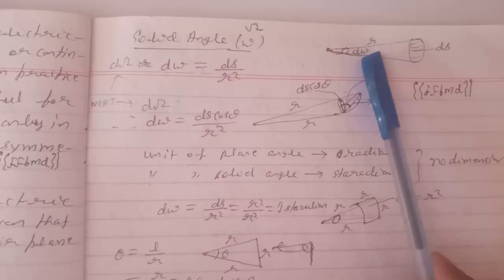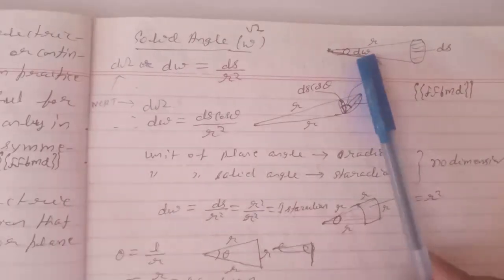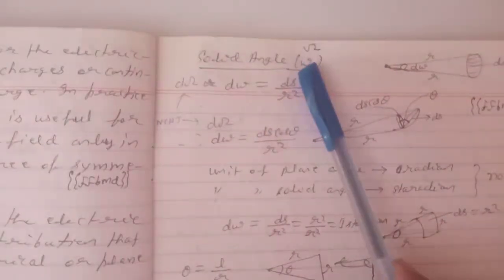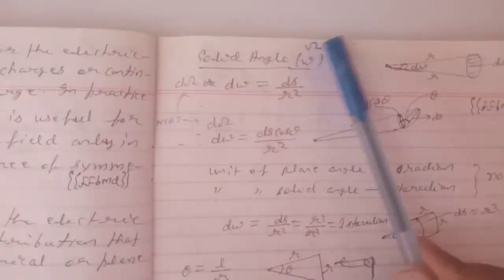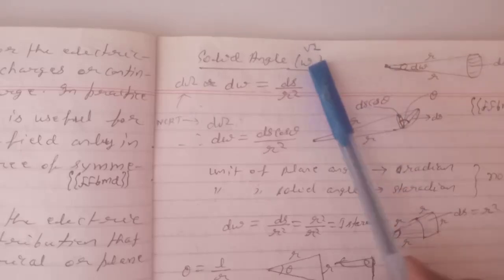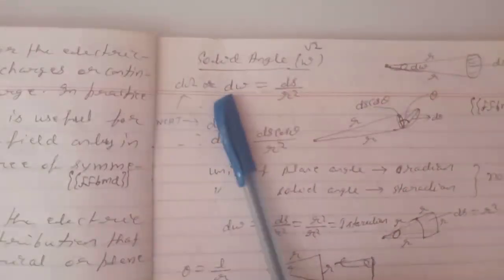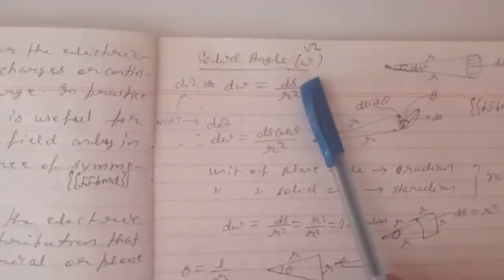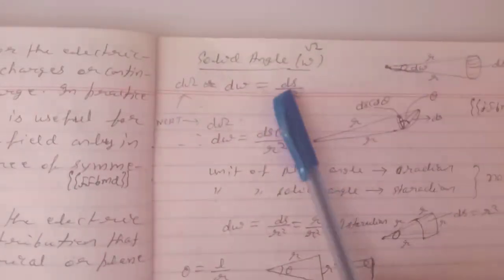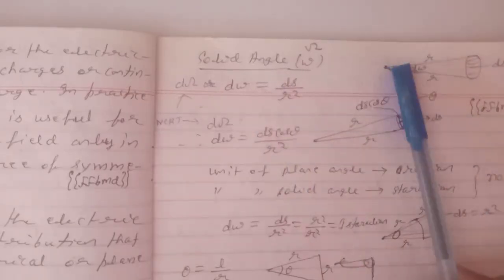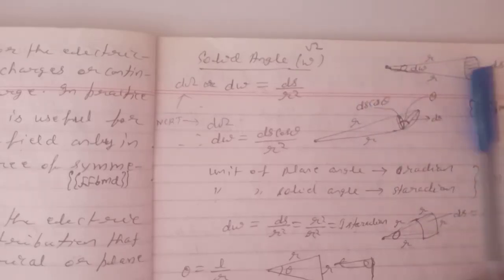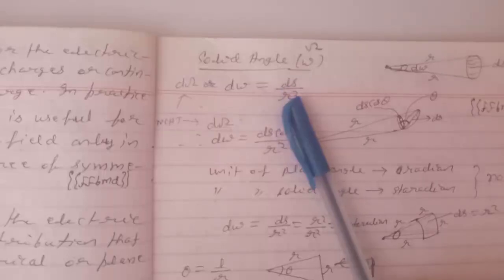For a small angle we use d omega. So the symbol for solid angle is omega. Both are read as omega. You can use either of these symbols, or d omega equals ds by r square. It is defined mathematically as area divided by r square, where r is the distance of the area from the point. So we have written ds by r square.